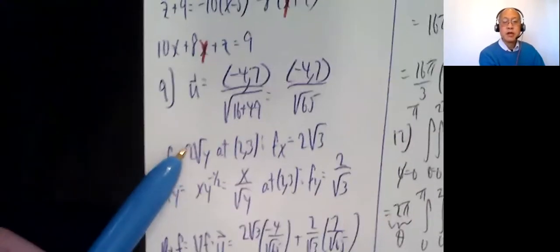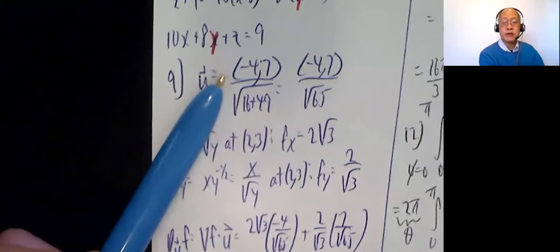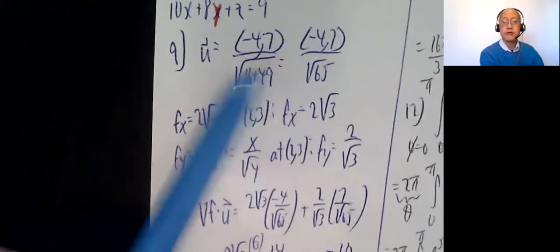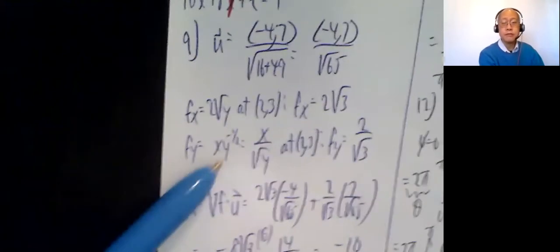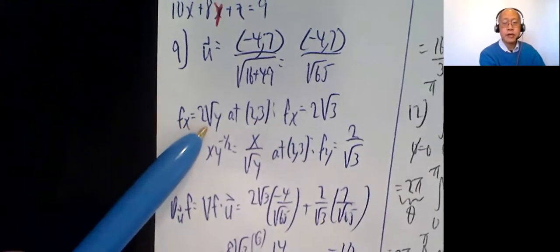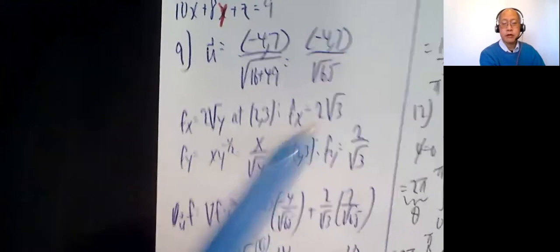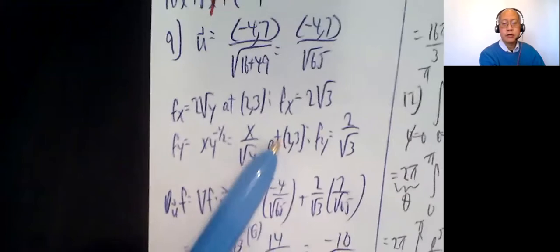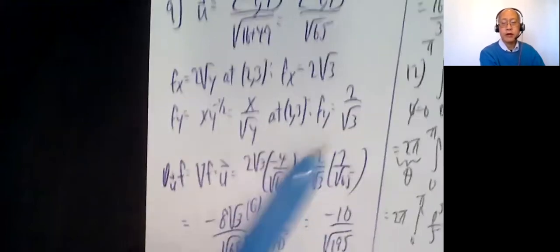Those should be y's. Okay, number 9. The unit normal vector is negative 4, 7 divided by the square root of 16 plus 49, so negative 4, 7 over radical 65. fx is 2 radical y, plug in 3, fx is 2 radical 3. fy is x y to the negative half, or x over radical y, at (2, 3). fy is 2 over radical 3.